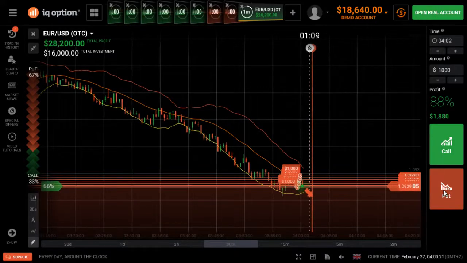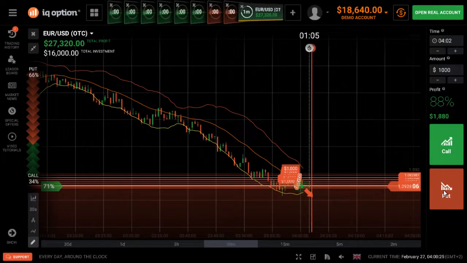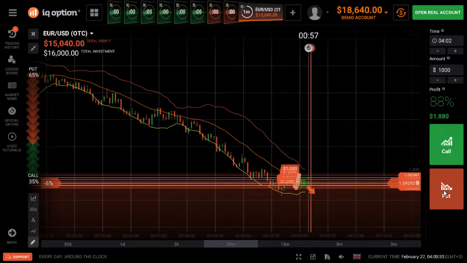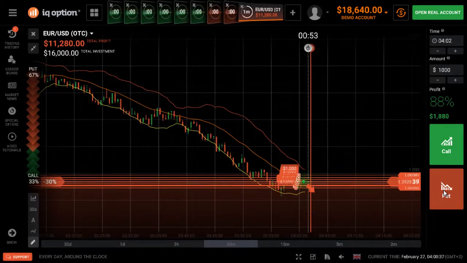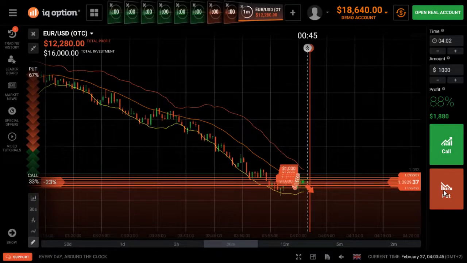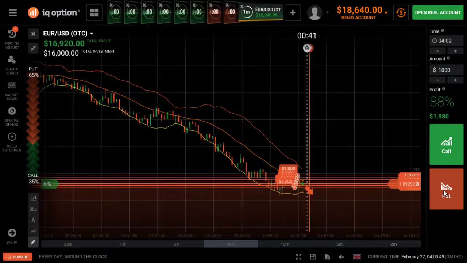The reason I'm using a little bit longer expiry is to give me the room to nest many positions in one option, because in a standard last 30 or 60 seconds I don't have enough time to nest multiple positions.